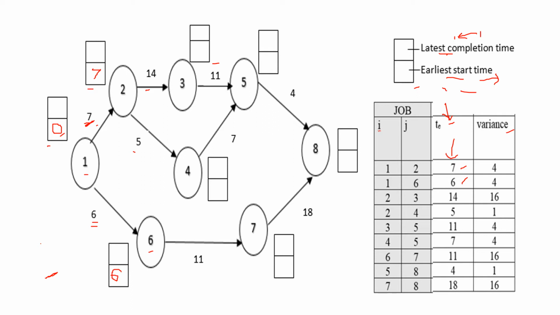And then here, node 2 to 3. Here you are having 7. So 7 plus 14, that is 21. Now node 4, 7 plus 5, that is 12. Okay. Now come to node 7, 6 plus 11, that is 17.